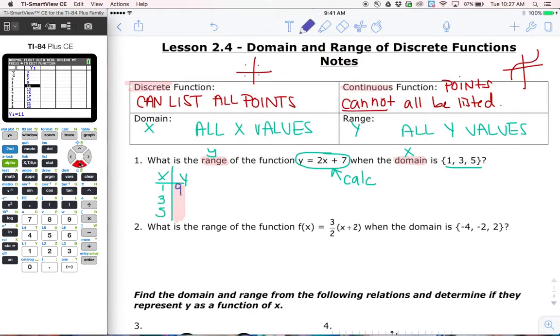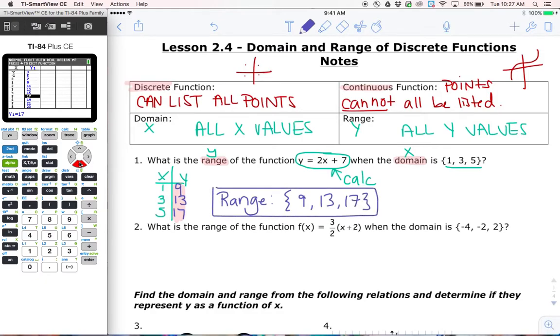When x is positive 3, y is 13. And then when x is 5, y is 17. So that's my answer. Those are my range values, right? Those are my y values. So my range is 9 and 13 and 17.